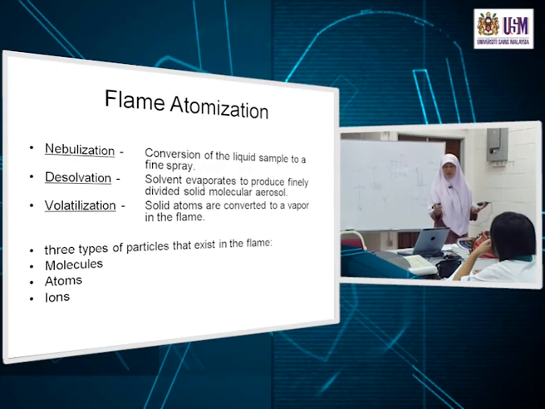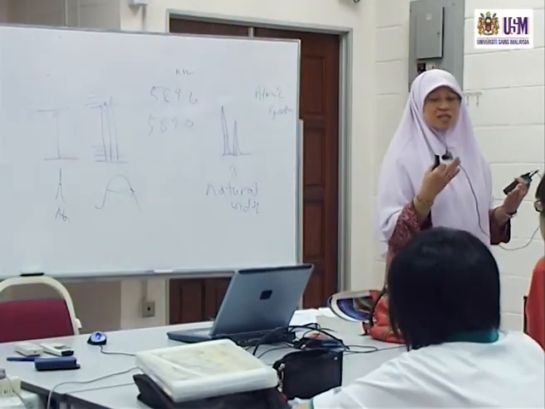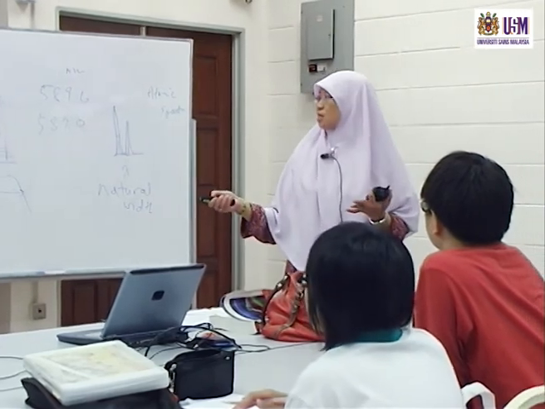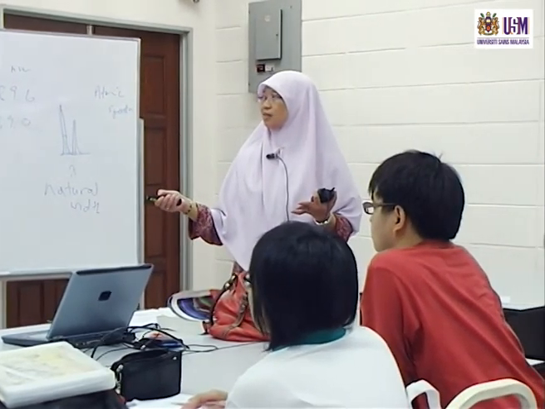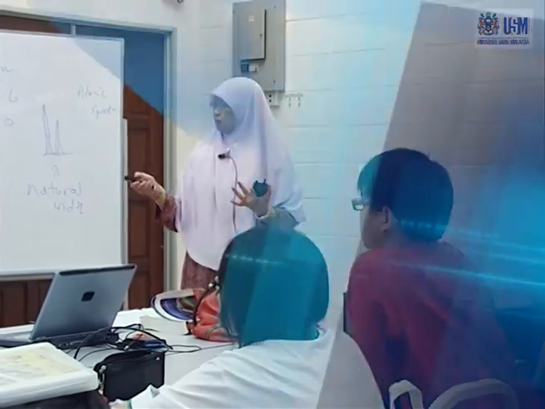If for example, the sodium atom is an alkali metal, the ionization energy is very low, so probably in a certain flame, you are going to get some ions forming. Atoms will become ions for alkali metals, for example, low ionization energy.